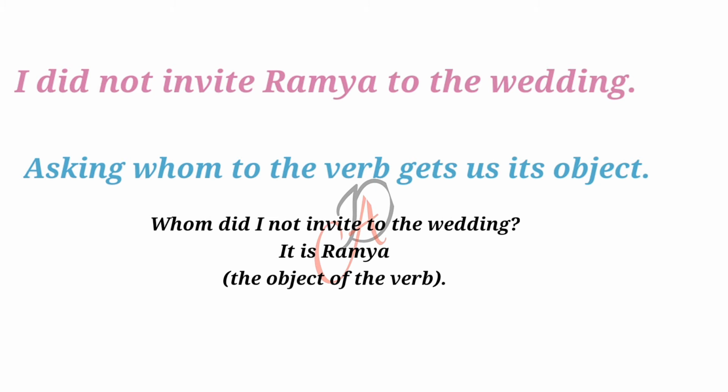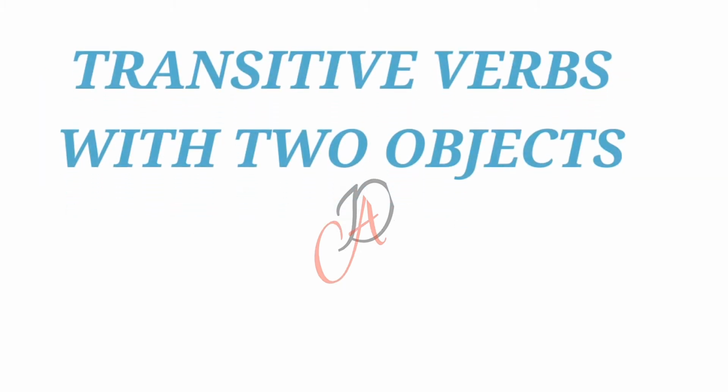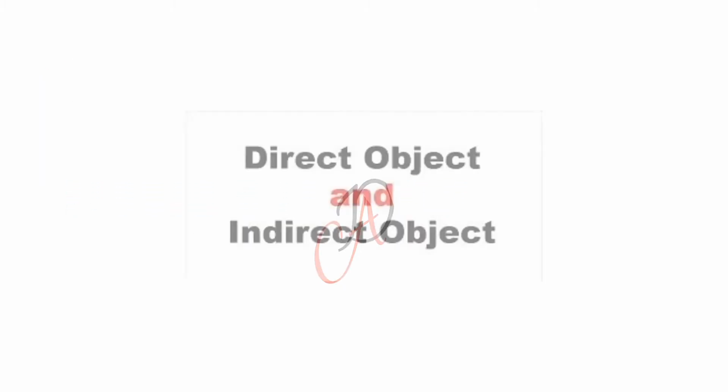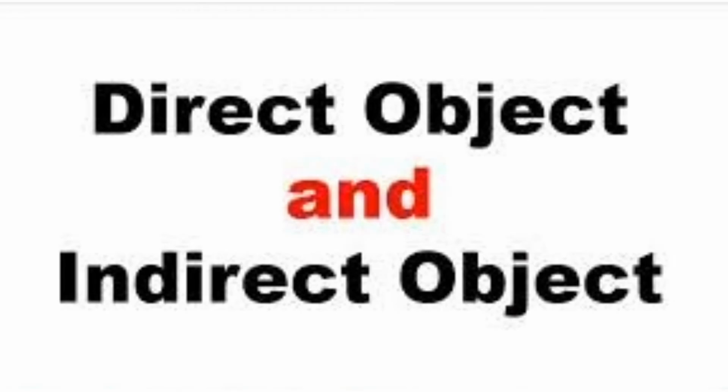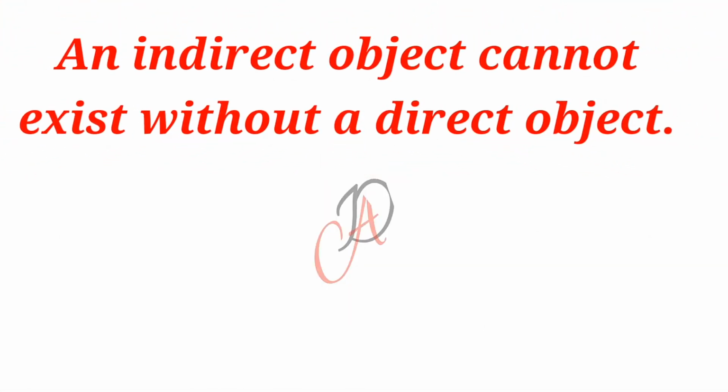Alright, let's move on to the next characteristic of transitive verbs. Some transitive verbs have two objects, that is, direct object and indirect object. Direct object is the recipient of the verb, while indirect object is a noun or a pronoun that is affected by the action. An important note, guys, keep in mind that an indirect object cannot exist without a direct object and they can answer both what and whom.